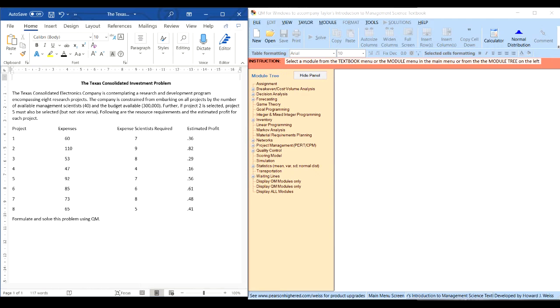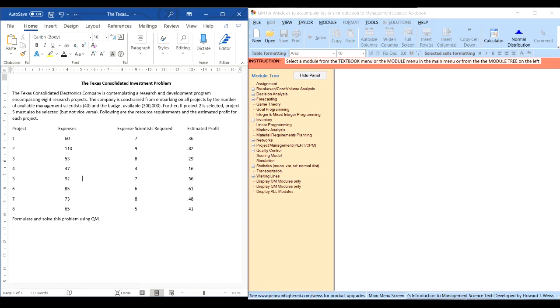This was a homework assignment based on the Texas Consolidated Electronics Company. Let's begin by looking at the problem. The Texas Consolidated Electronics Company is contemplating a research and development program encompassing 8 research projects. The company is constrained from embarking on all projects by the number of available management scientists, which is 40, and the budget available, which is $300,000.